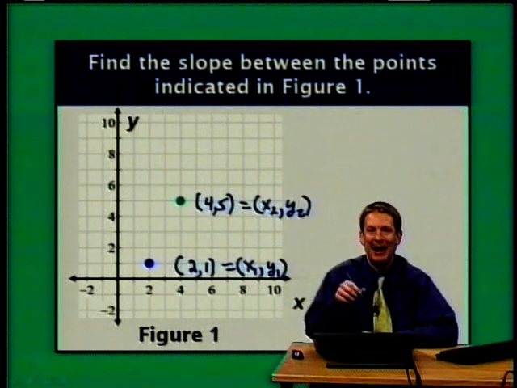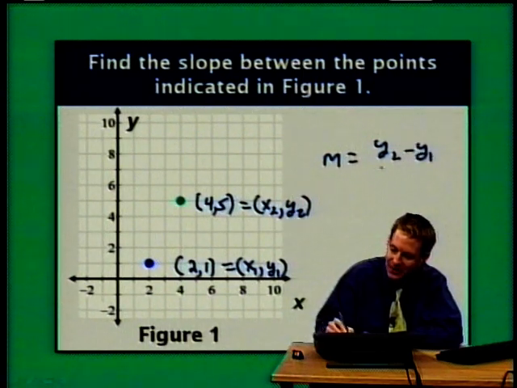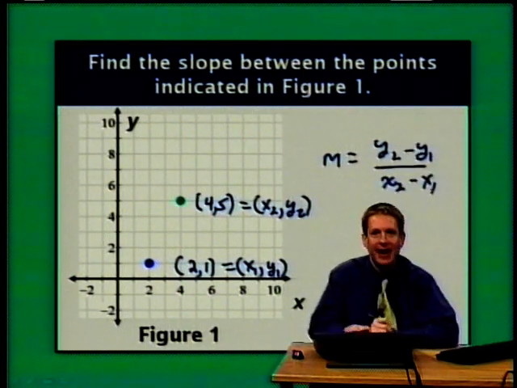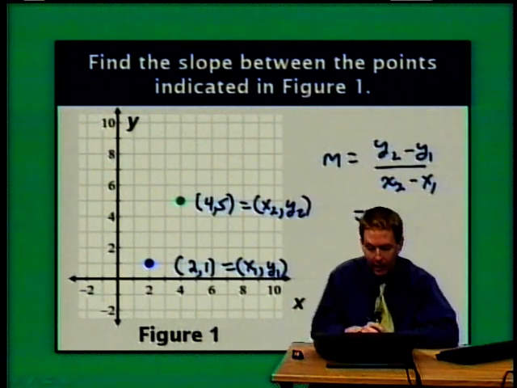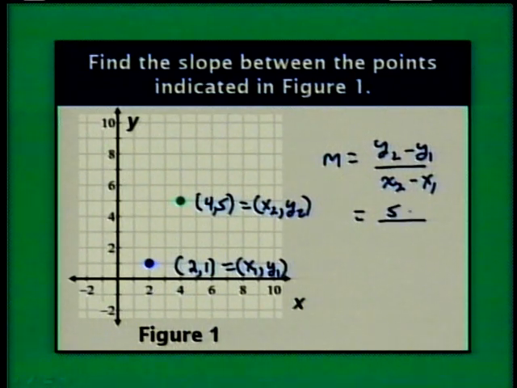I go to the old memory bank in the brain, and I pull out the formula, m equals y sub 2 minus y sub 1 over x sub 2 minus x sub 1. So looking at my points on the graph, I said that y sub 2 is going to be the number 5, minus y sub 1 is the number 1. And in the denominator, I've got x sub 2, which is 4, minus x sub 1, which is 2. So my numerator reduces to 4, and my denominator simplifies to 2. So I'm left with 4 over 2, which is 2. The slope between these 2 points is 2.